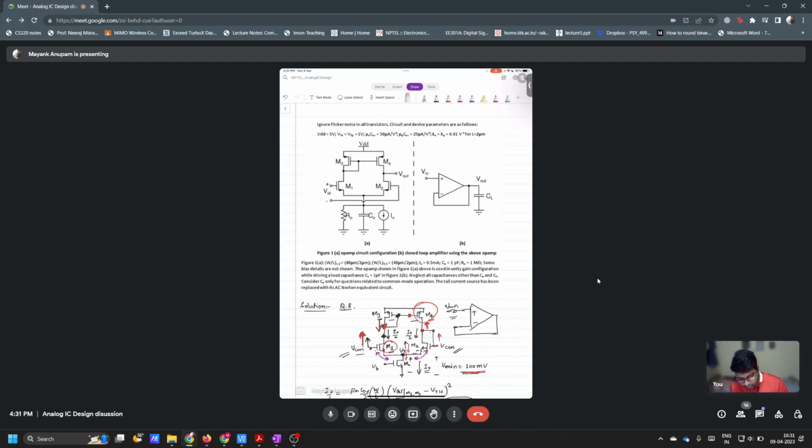One more thing. If we give it in the unity feedback condition, we are supplying VCM only at the non-inverting terminal, right? The other one is generated via negative feedback. So this is a buffer, isn't it? If you apply Vin here, you will get Vin here.